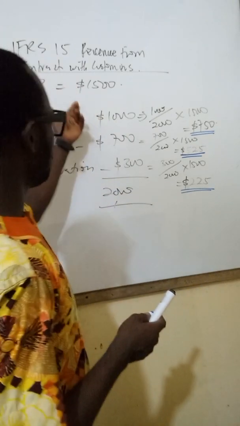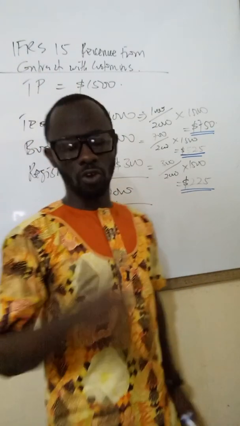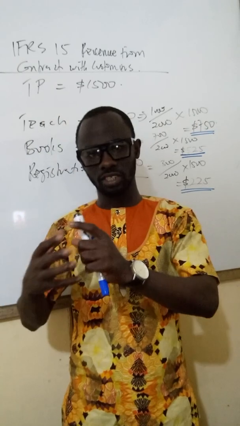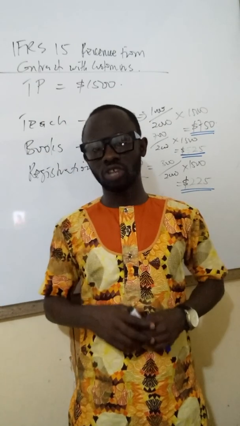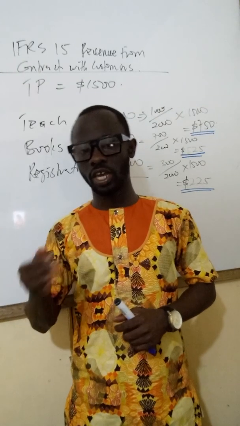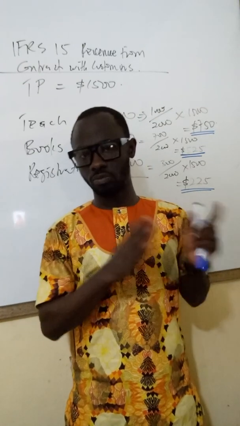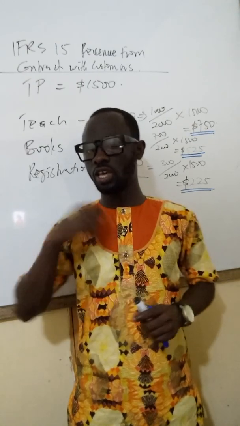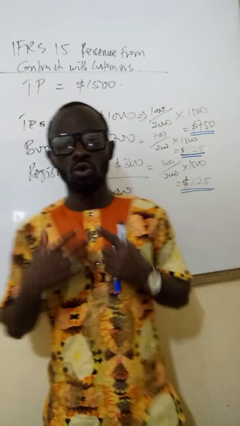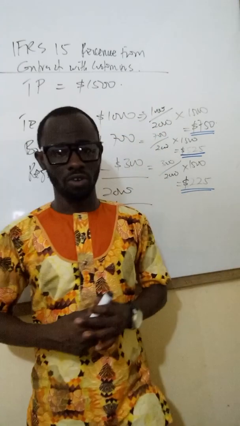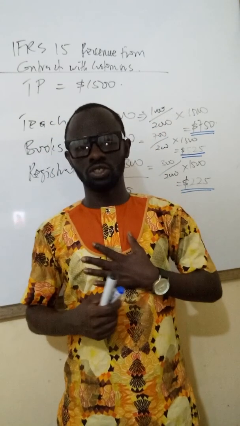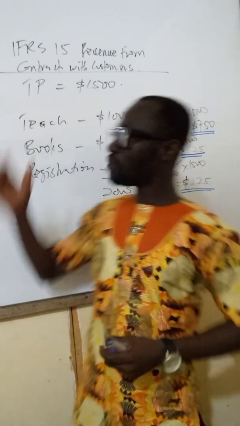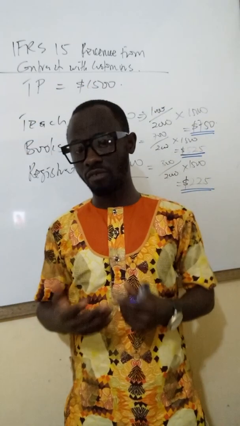Now, in the fourth step, we allocate the transaction price to each performance obligation using their standalone price. So what do we mean? I gave an illustration that, for instance, if you are coming to me that I should teach you for 2 months, and I am charging you $1,500, that means the transaction price is $1,500.